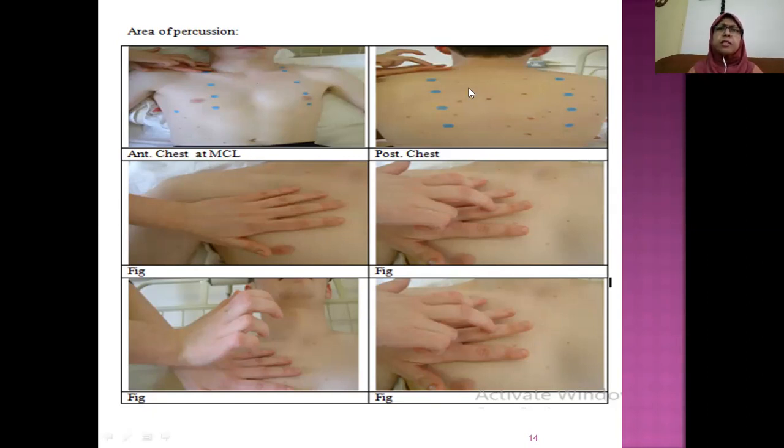The procedure should be symmetrical on both sides. From the front, symmetrically, you have to percuss right and left sides, and you have to compare. On the side, at the mid axillary line, you also have to compare symmetrically.